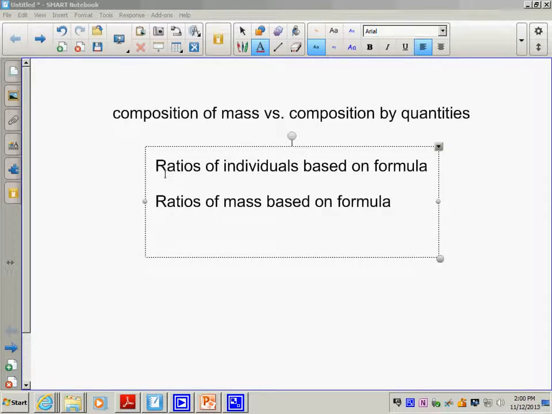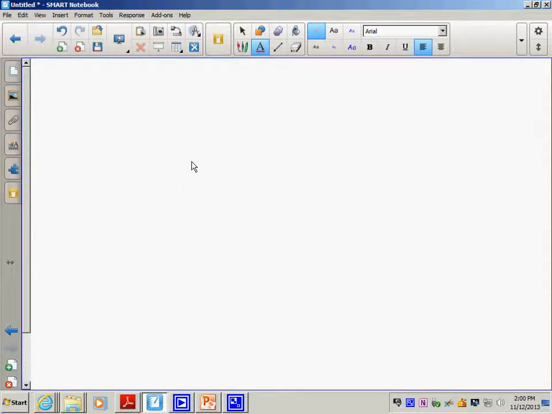Some of the things we'll talk about here are going to be ratios of individuals based on formula, ratio of mass based on formula. We're just getting towards the end of bonding. We've seen things bonding together, and we're going to try to introduce some concepts that we'll see later on that can be used right now. But at this point, let's take a look at what I mean by ratios of individuals.